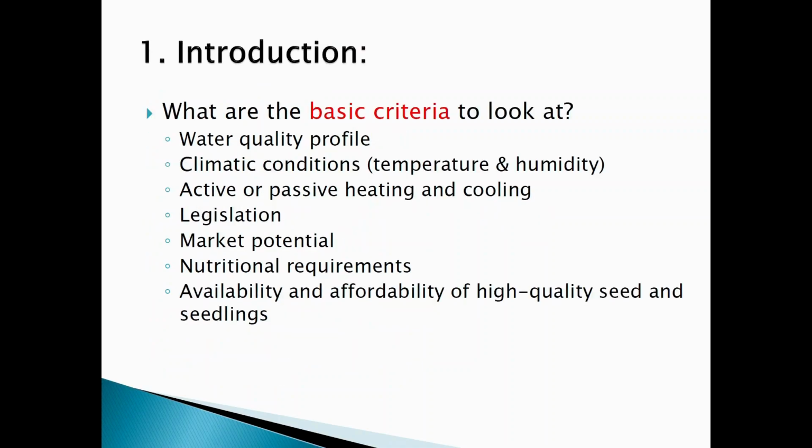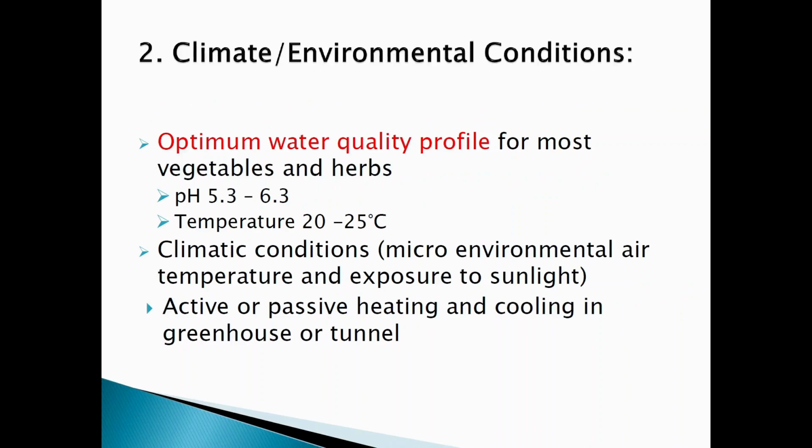So basic criteria to look at for your plant species is very similar to fish, such as the water quality profile, climatic conditions, heating or cooling, market potential, and other types of criteria. Looking at climate and environmental conditions, optimal water quality profile for most vegetables and herbs fall within the following specifications. One can also implement methods such as active or passive heating or cooling to keep the temperature at the optimal temperature for the plant that you choose.